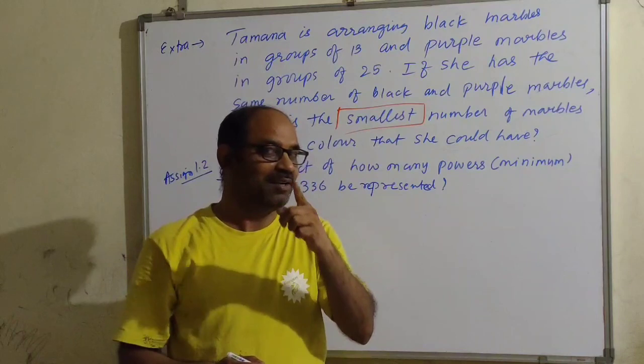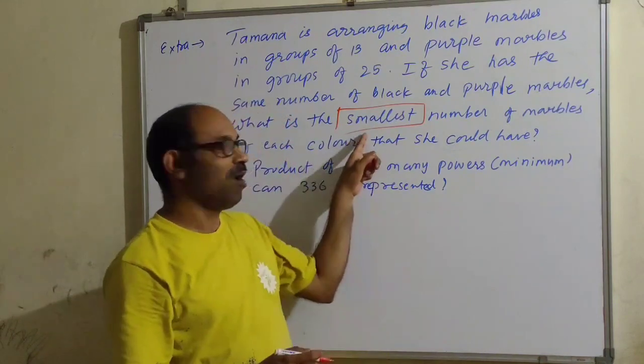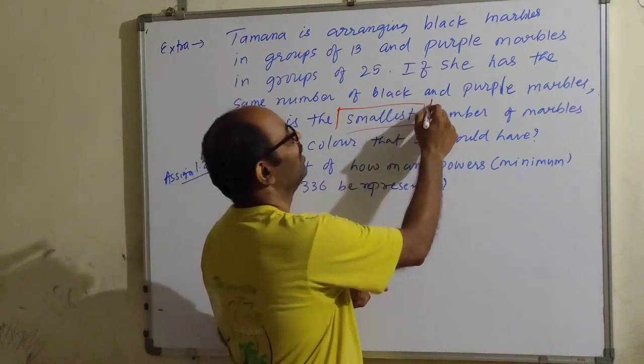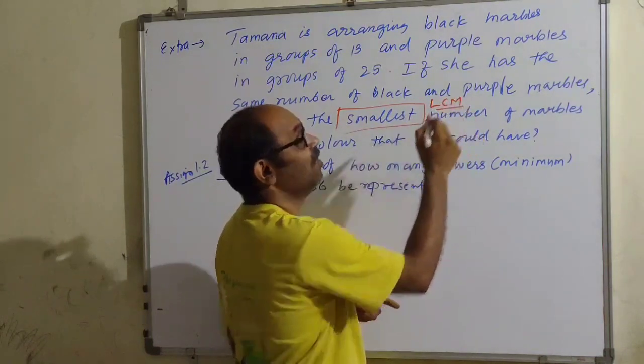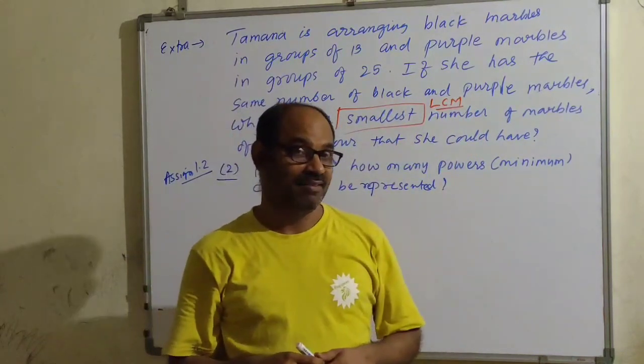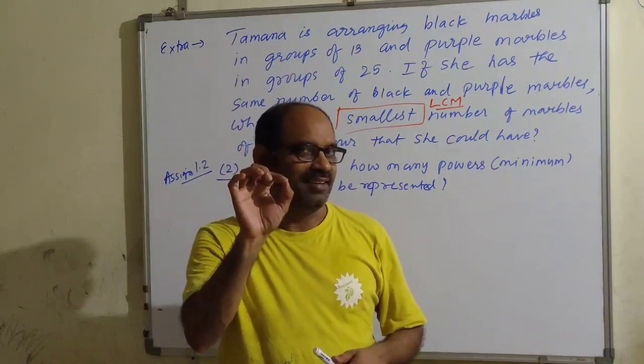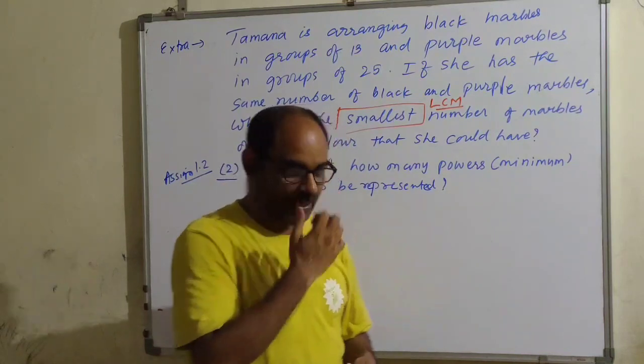You got the hint but not the confirmation. Smallest means least. Least means LCM. You may have to find LCM here. Correct? That is only the hint. Now let's confirm it. Okay.